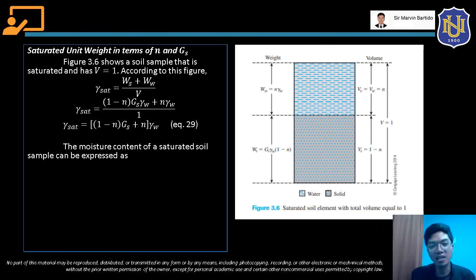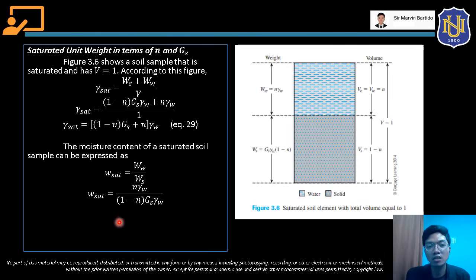Ayan, okay. So class, pwede rin natin kunin yung moisture content dito ng saturated soil sample. So yung moisture content natin dito ay saturated, no? Saturated water content ito. So ganun din yan, weight ng water over weight ng soil solid, no? Wherein yung weight ng water ay n times gamma ng water over yung weight ng solid naman natin or soil solid ay (1 minus n) times G sub S times gamma W. Okay, so therefore, yung w sub sat natin ay n over (1 minus n) G sub S, no? Equation 30 yan. Okay.